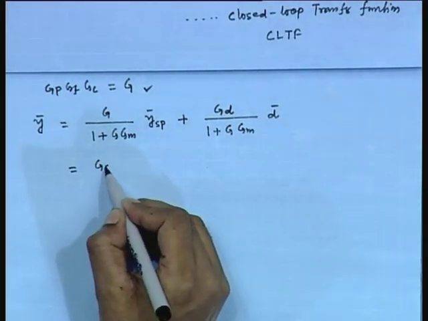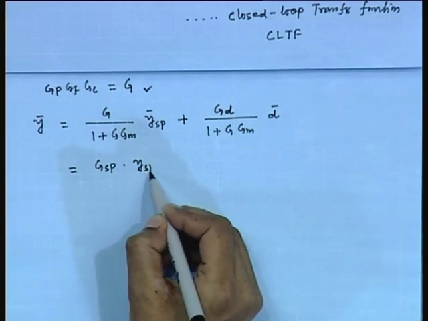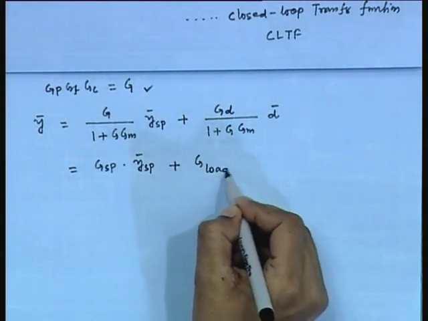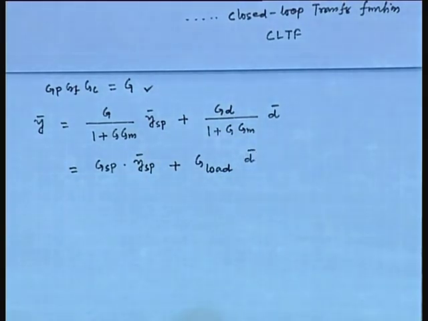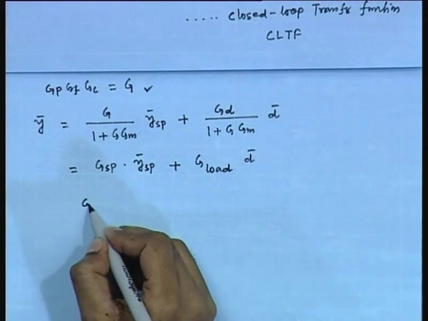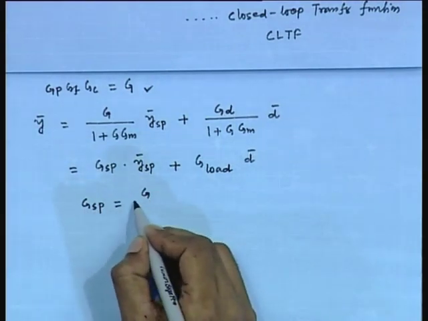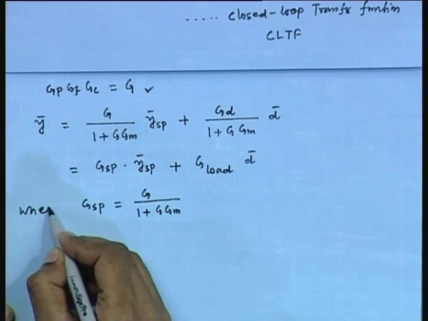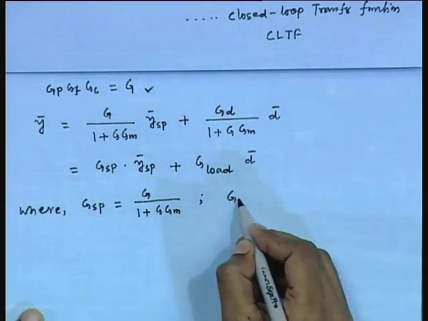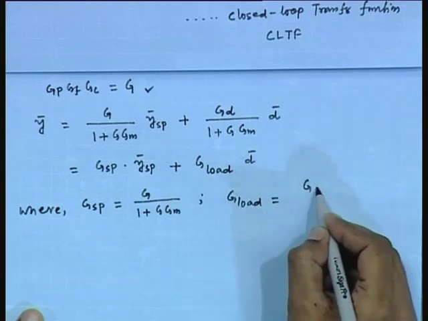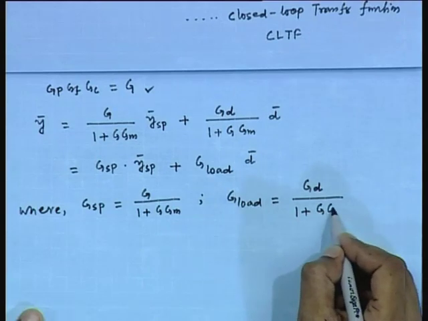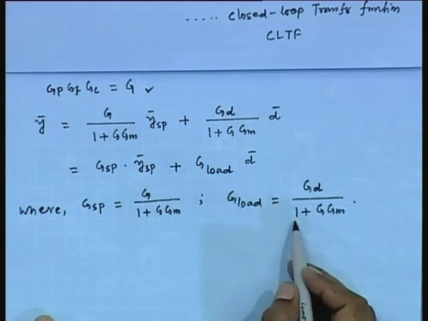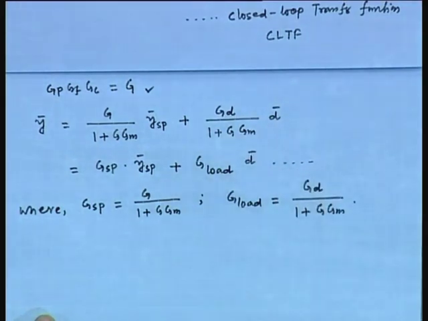Now, again we will consider this as G set point multiplied by y sp plus G load multiplied by d bar, where G set point equals G divided by 1 plus G Gm, and G load equals Gd divided by 1 plus G Gm. Considering these two expressions for G set point and G load, finally we get this closed loop transfer function.